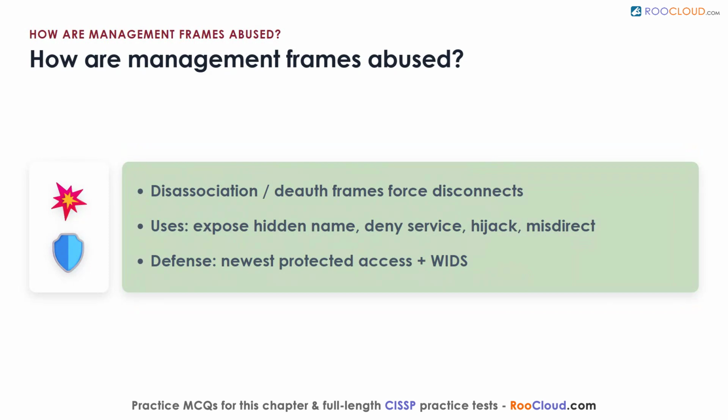How do management frames get turned into weapons? By abusing the messages that manage connections. A disassociation frame normally tells a client to drop one access point as it moves to another in the same coverage area. Sent maliciously, it simply knocks a client off the network. A related deauthentication frame does much the same, forcing an immediate disconnect. Attackers spoof these to expose a hidden network name, to deny service by repeatedly kicking a client off, to hijack a session while the real client is locked out, or to shove a client toward a fake access point. Your best defenses are the newest protected access and a wireless intrusion detection system watching for the abuse. Picture someone yanking your phone call dead the instant it connects, over and over.